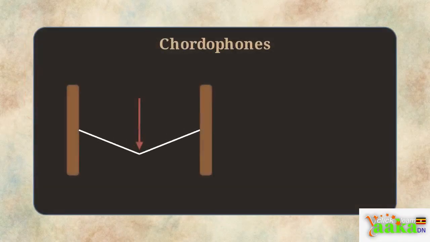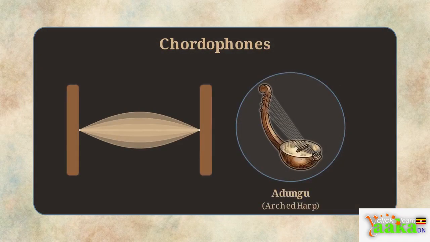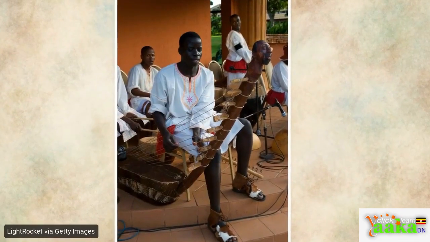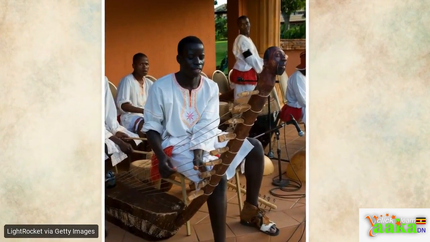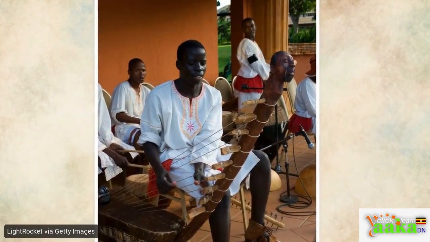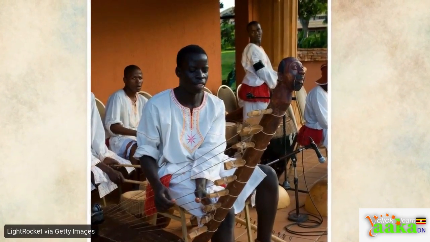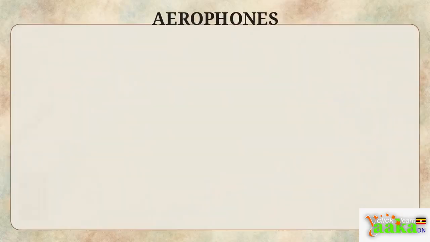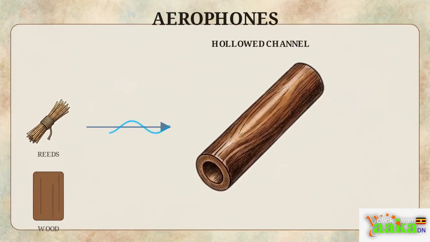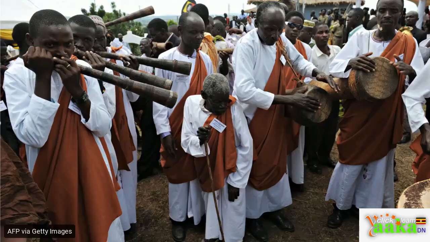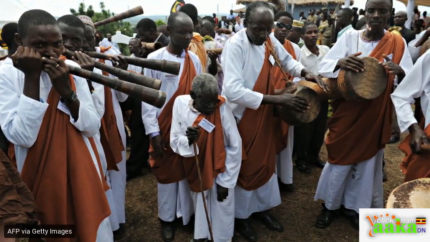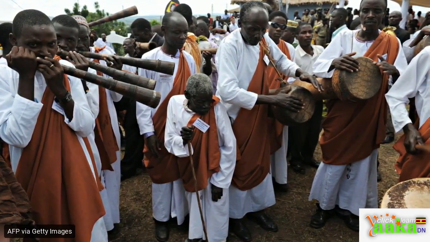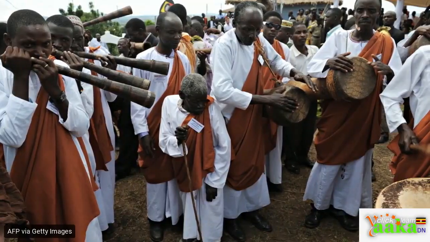Chordophones generate sound through the tension of plucked or bowed strings. The adungu, a carved wooden harp, demonstrates this. Its design uses precise tension to amplify the vibrations of the strings into a melodic output. Aerophones involve air vibration. Performers force breath through hollowed channels crafted from the region's wood and reeds. This includes the ndere flute and these long wooden amakondere trumpets, which utilize natural hollows to trap and project air.